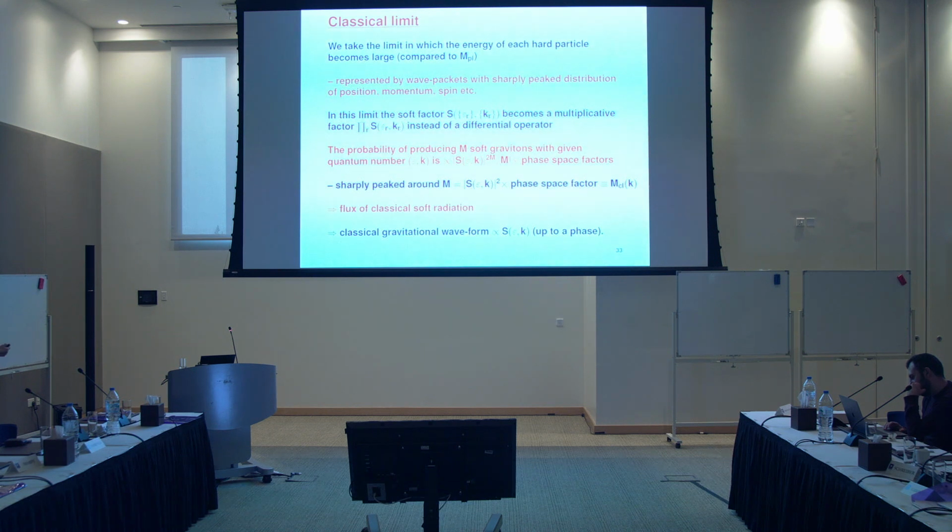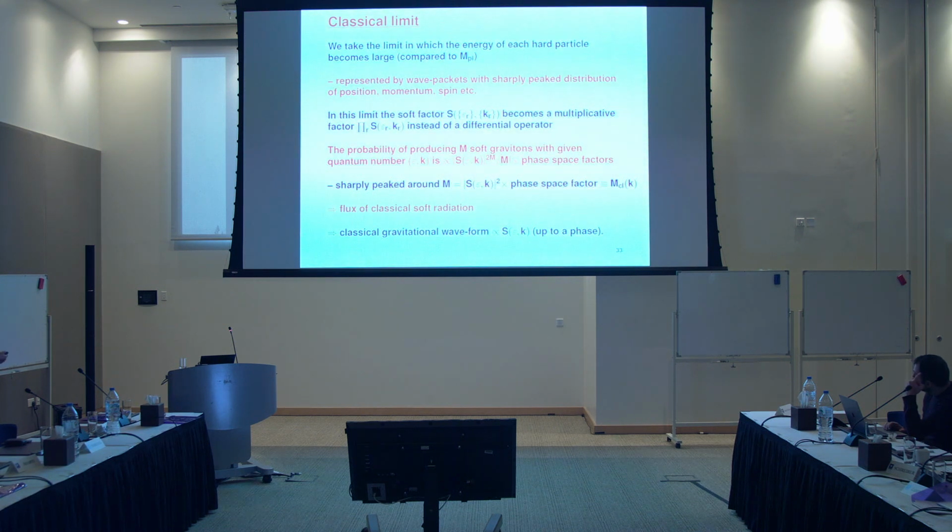So what do we mean by classical limit? The classical limit here corresponds to the limit in which the energy of each hard particle becomes large. Classical limit means that we are no longer scattering photons or gravitons or molecules or nuclei, but large objects whose masses are large compared to m Planck, maybe very heavy string states, or more normally, if you want to make connections with nature, stars and black holes. They have masses much larger than m Planck. So those are the objects that we are scattering. These will be represented by wave packets which have sharply peaked distributions of position, momentum, spin, etc. So these are no longer ill defined; both position and momentum can be defined to very good accuracy.